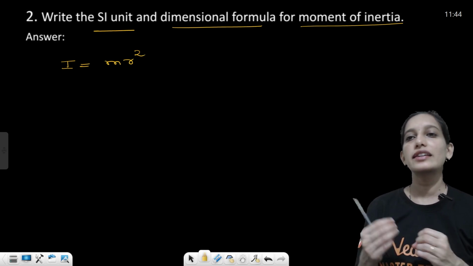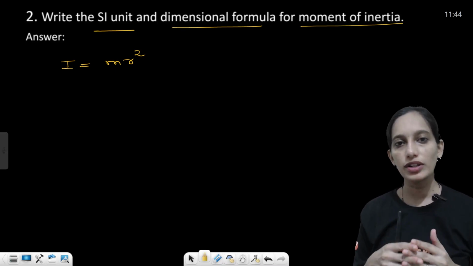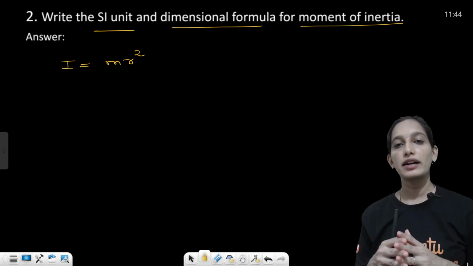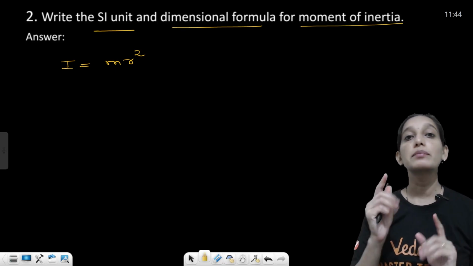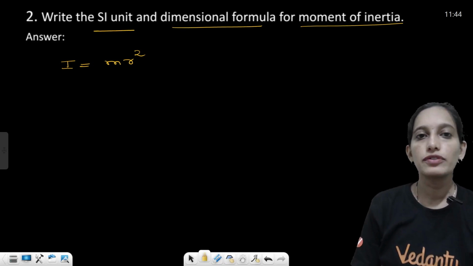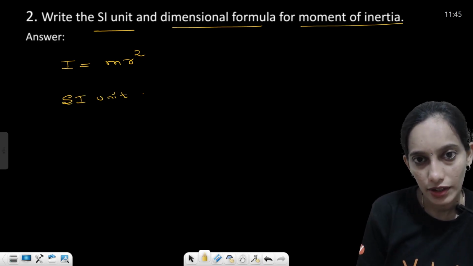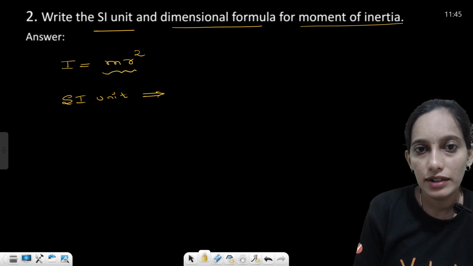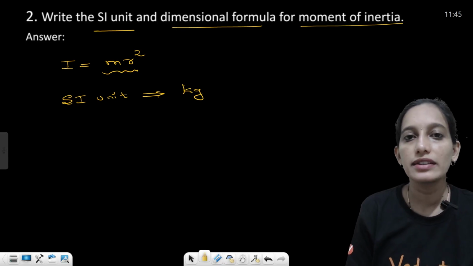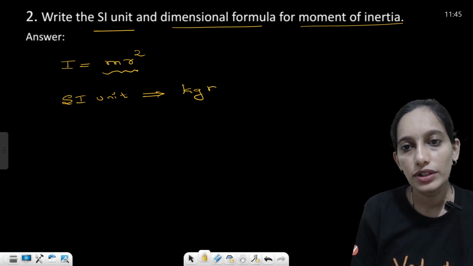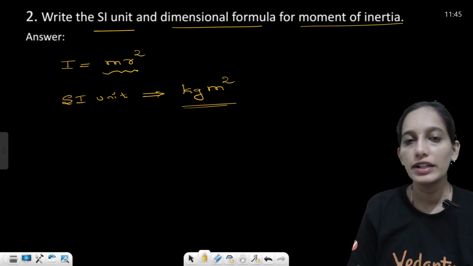In detail about moment of inertia you will learn in rotational dynamics. For now, consider that moment of inertia is given by the formula I is equal to mr square, where m is the mass of the particle and r is the perpendicular distance of the particle from the axis of rotation. From this we can now write down the SI unit. Here we have mr square. Mass is measured in kg in the SI system, and r square is like length, which is measured in meter. So kg meter square is going to be the SI unit of moment of inertia.